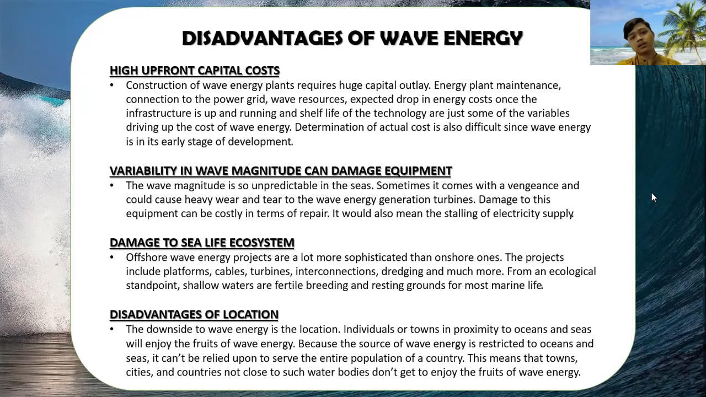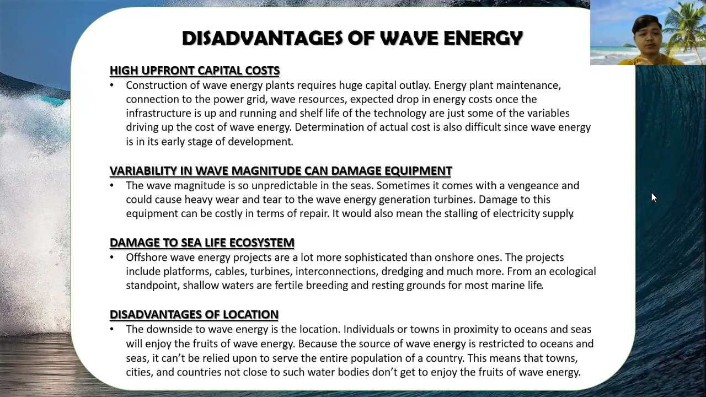The next disadvantage is that variability in wave magnitude can damage equipment, because wave magnitude is so unpredictable in the seas. Sometimes it comes with a vengeance and could cause heavy wear and tear to the wave energy generation turbines. The next disadvantage is damage to the sea life ecosystem. Why? Offshore wave energy projects are a lot more sophisticated than onshore ones.